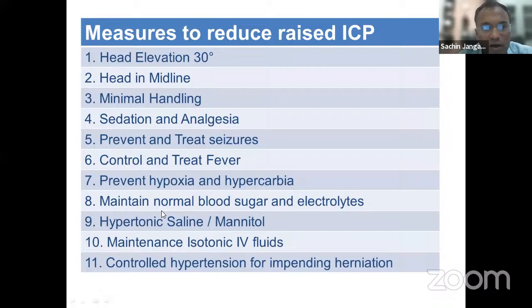Maintain normal blood sugar level. Correct the electrolyte imbalance. As I said, we can use hypertonic saline or mannitol. You have to use isotonic IV fluids. You cannot use half DNS, 0.45 DNS, or isolyte P. Here, you have to go for either DNS, normal saline, or Ringer lactate. Then, if the patient is hypertensive, we have to use antihypertensives.